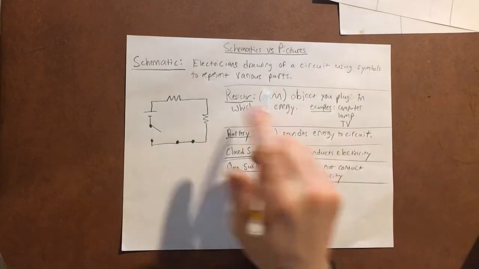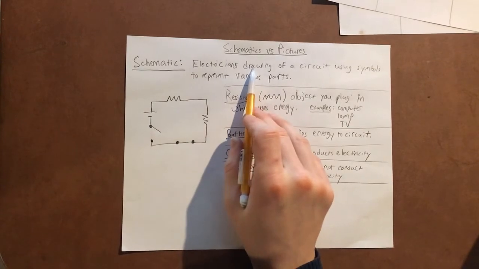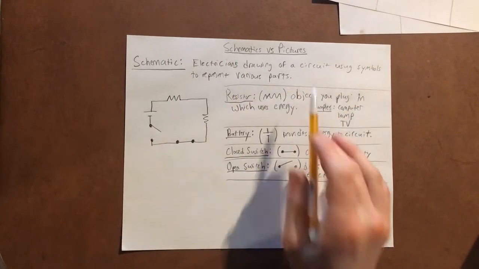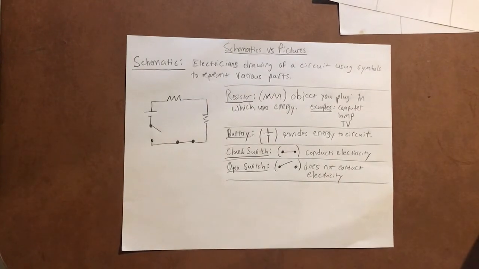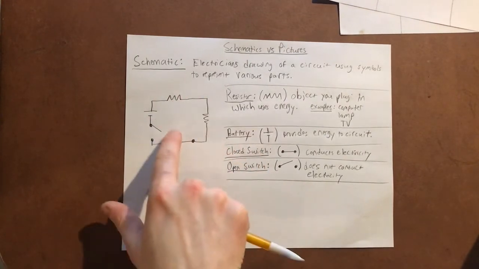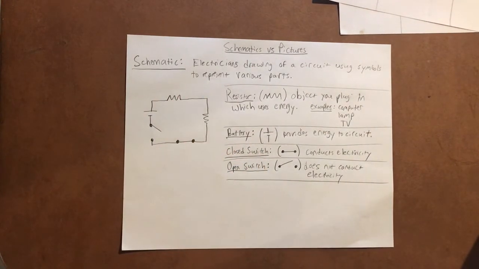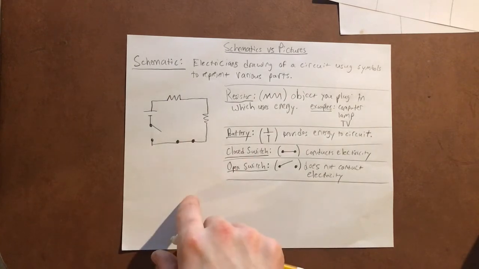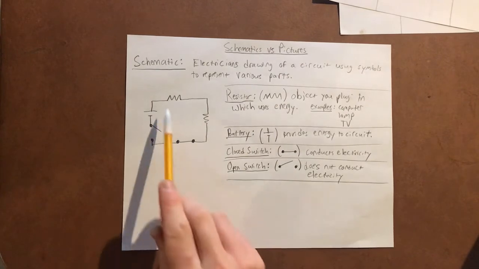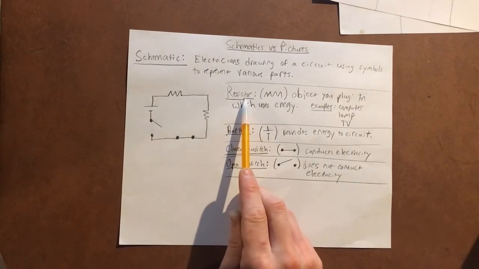So the definition of schematic: it's an electrician's drawing of a circuit using symbols to represent various parts. There are some official symbols we need to learn that are in this hieroglyphics here on the left side of the page. Well, that is a circuit schematic. So what do all those symbols mean? Let's start with these squiggly lines here. What are those? Those are resistors.